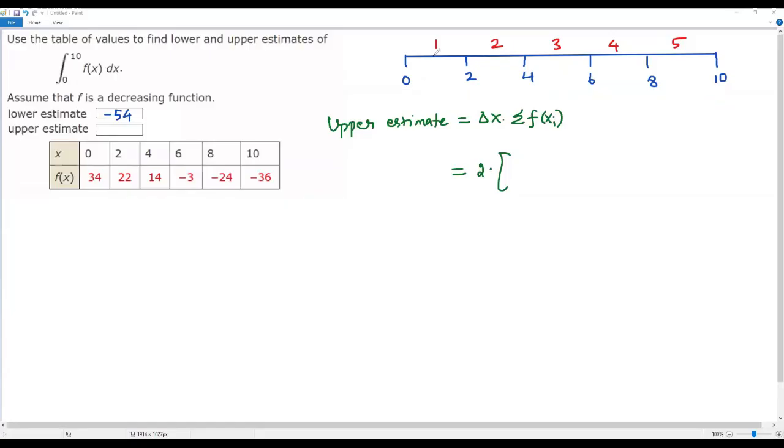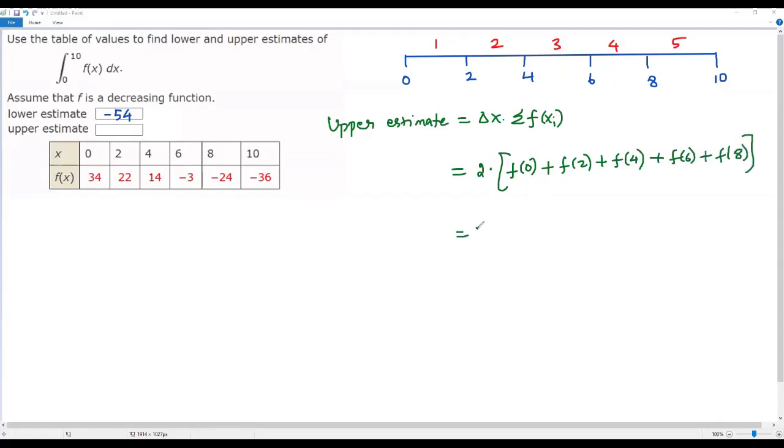In each subinterval we consider the left endpoint. For the first subinterval, the left endpoint is 0. For the second it is 2, for the third it is 4, for the fourth it is 6, and for the fifth it is 8. Now I plug these 5 values of x into f of x and add them all because we have a summation. Then we get f of 0 plus f of 2 plus f of 4 plus f of 6 plus f of 8.